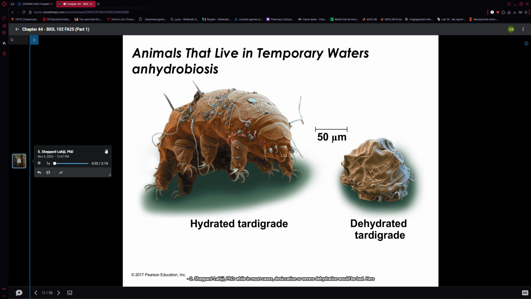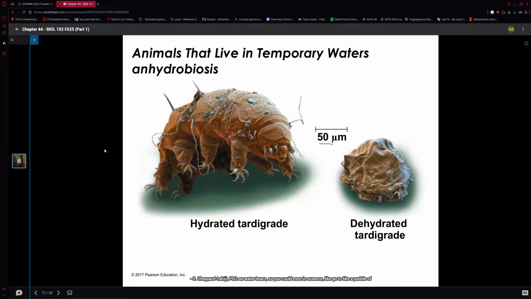While in most cases, desiccation or severe dehydration would be bad, here would be an example of a particular type of invertebrate that is capable of losing the bulk of its water and still being able to survive, albeit in this dehydrated and essentially dormant state. And these tardigrades are essentially going through the process of anhydrobiosis. And your book goes over how significant of a water loss that it is. You can also see how tiny these guys are, 50 micrometers. And they're sometimes referred to as water bears.